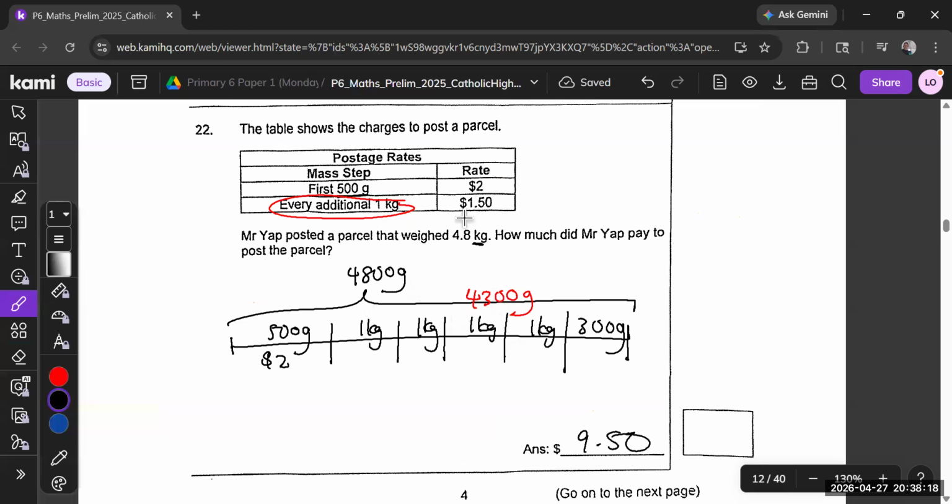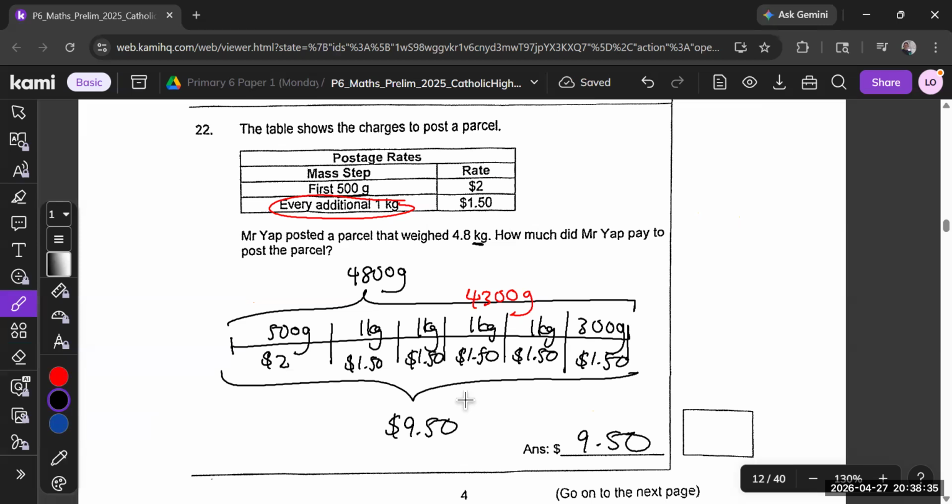Okay, so 1 kg is how much? 1 kg is $1.50. So this is your line method. Everything is clearly stated so that you don't make any mistakes. All right. And then the part thereof is also $1.50. Then what do you do? You add them together. And that's how you get $9.50.